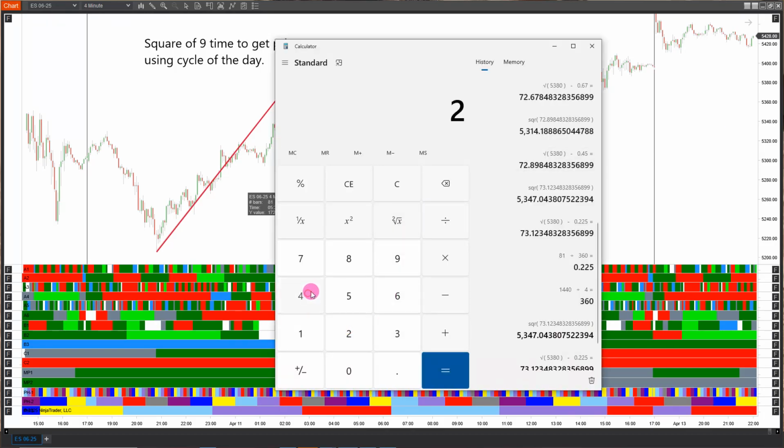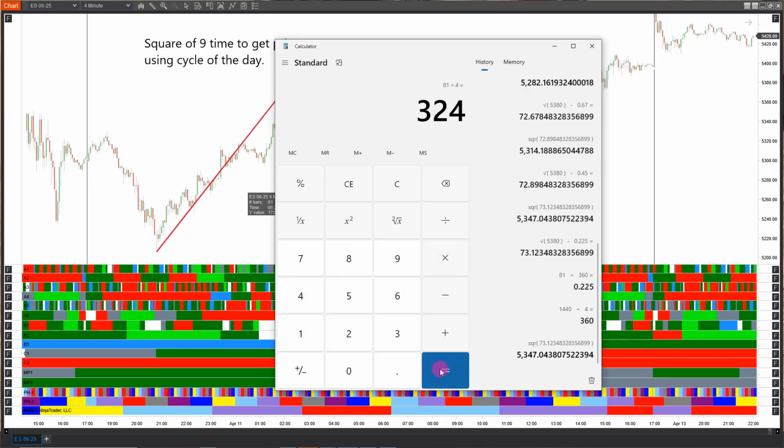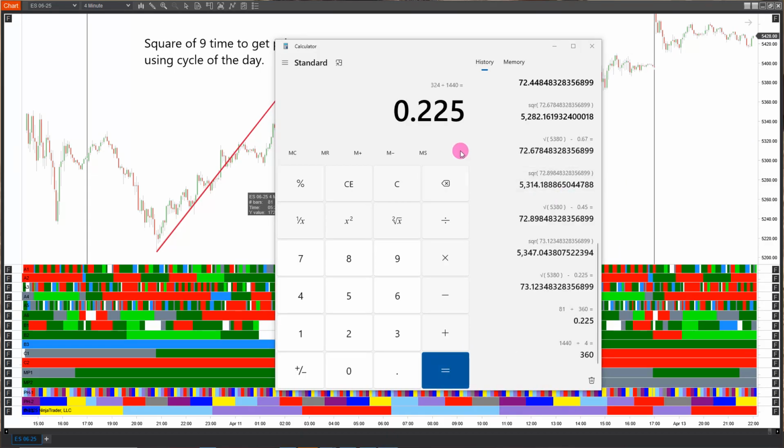So we've got 24 hours in a day, 60 minutes in an hour. We have 1,440 minutes in a day. Now I've got 81 4-minute bars. So 81 times 4 is 324. So I can take 324 and divide that by 1,440 to get my degree factor. So now my multiplier would be 324 divided by 1,440 equals 0.225.